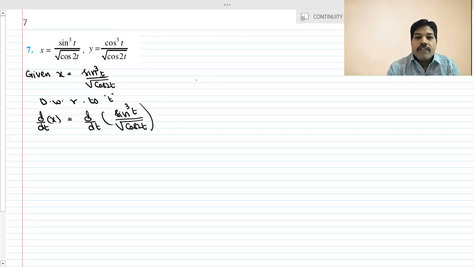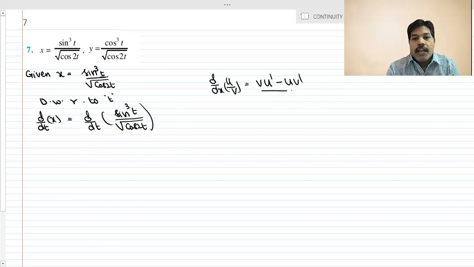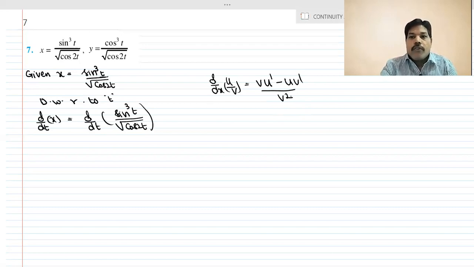So already it is in the form of u by v. First, what is the formula we are going to use here? What is the derivative of u by v, students? Tell me that. It is v into u dash minus u into v dash by v square. So here we will just apply the formula.